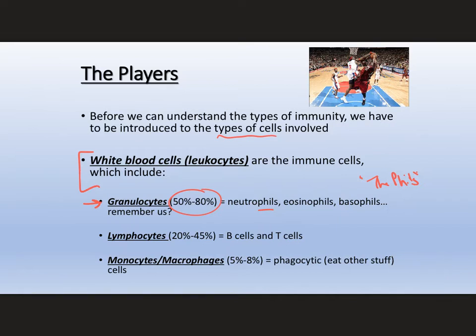I can't remember if these have come up this year or not, so maybe we'll ignore that. In the past, they usually came up at some point in first semester, but I don't really think they did this year. Now, the second grouping and the second most common are called the lymphocytes. You've potentially heard of these before, maybe not. These are the B cells and the T cells. And then the least common are called monocytes or macrophages.